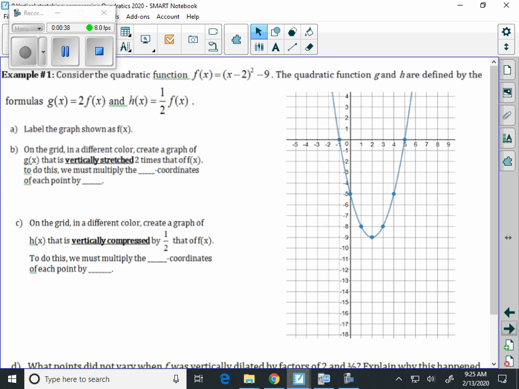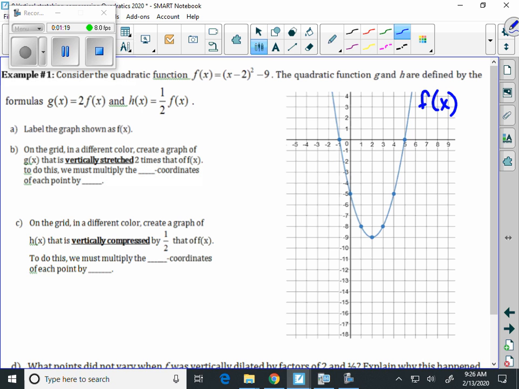If we take a moment to look at this, it says, consider the quadratic function f of x equals (x minus 2) squared minus 9. And that's actually the picture that's already graphed for us on here. It says, label the graph shown as f of x. So we're going to call that f of x. But on letter B now, it says, on the grid, in a different color, create a graph of g of x that is vertically stretched 2 times that of f of x.